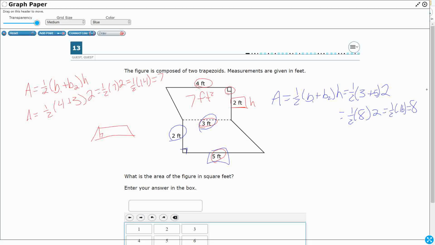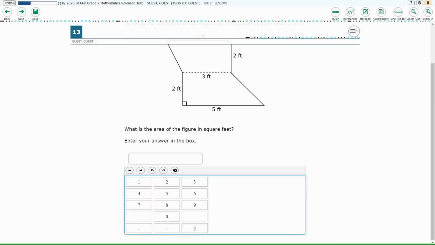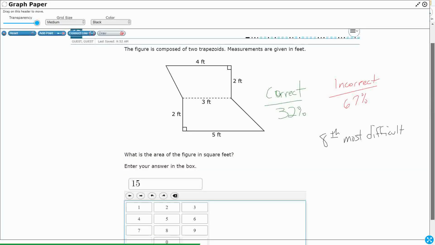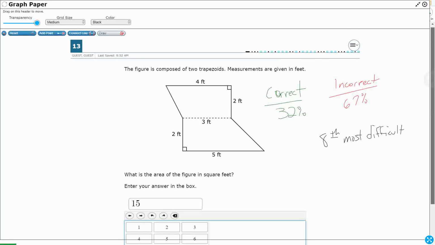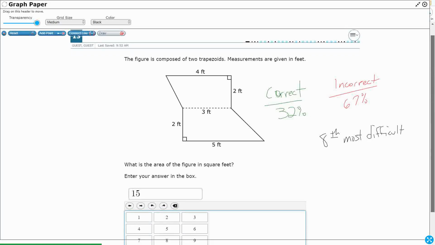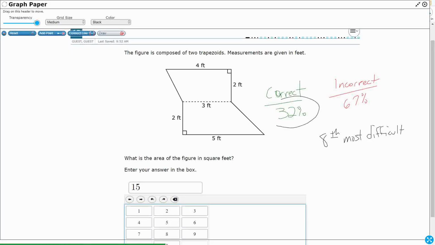Now, my answer is not 7. My answer is not 8. My answer is 7 plus this 8, which means it's simply 15. But that was a whole lot of work to get to that 15. So let's see how we did across the state of Texas. So this number, 13, is tied with number 12 as the 8th most difficult. You see, we only have 32% of our students getting it correct, and I can see why.